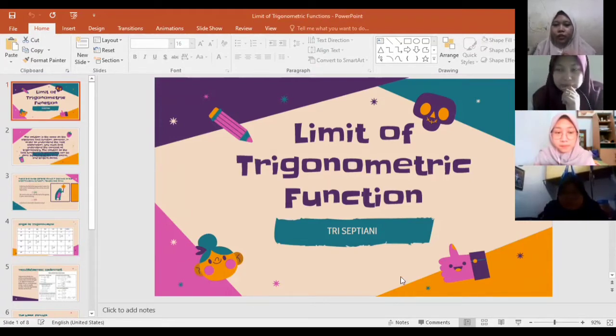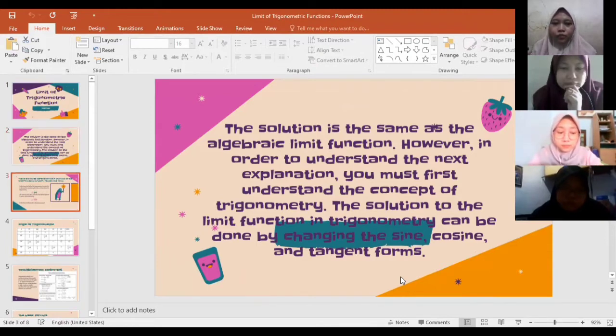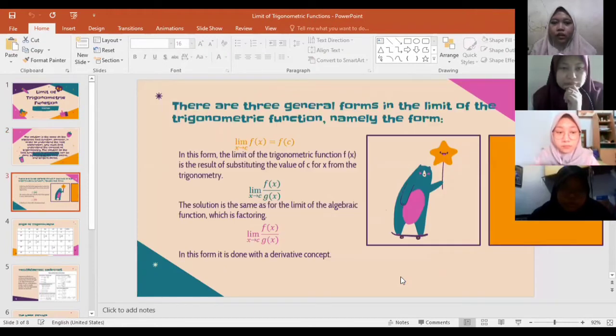Limit of trigonometric function. The solution is the same as the algebraic limit function. However, in order to understand the next explanation, you must first understand the concept of trigonometry. The solution to the limit function in trigonometry can be done by changing the sin, cosine, and tan form. There are three general forms in the limit of the trigonometric function.